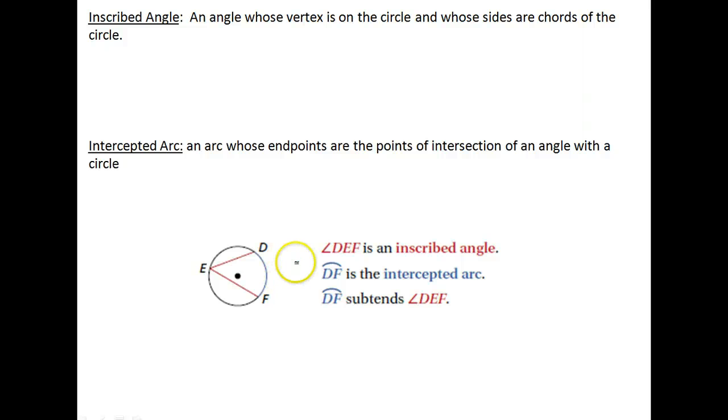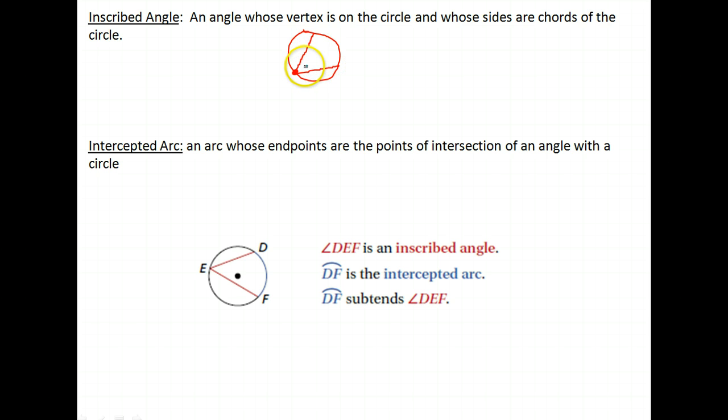Right, let's talk a little bit about inscribed angles. An inscribed angle is an angle whose vertex is on the circle and whose sides are chords of that circle. So if we have a circle, an inscribed angle's vertex has to be on the circle. This is the vertex of our angle, and its sides are chords. Remember, a chord goes from one place on the circle to another.